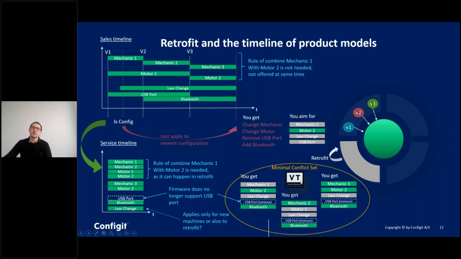This functionality is called the minimal conflict set. So the configuration engine can give you all the possible ways how this conflict can be solved to get, for example, faster performance or to get certain features, and can return these different capabilities to you. And that's something we will see in a moment in an example.